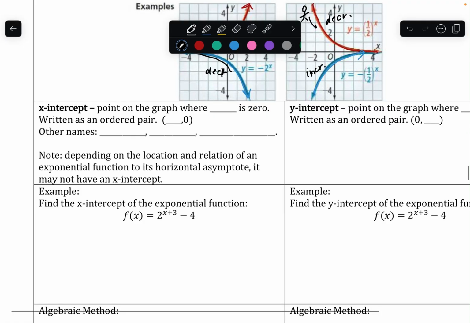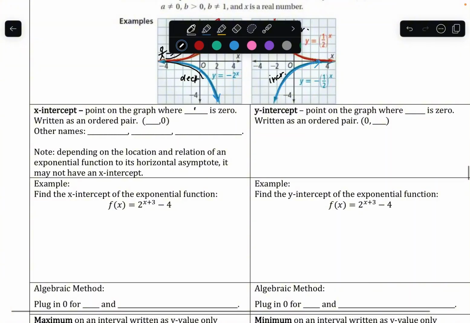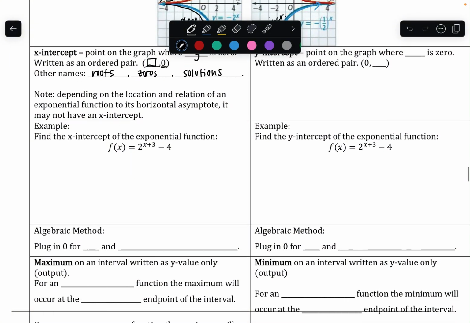Okay, so starting with x-intercepts are always where y is 0. And so as an ordered pair, you're going to see some x value when y is 0. Other names is roots. Another name would be zeros. Another name would be solutions. All of these refer to x-intercepts. And so algebraically, if we are trying to find the x-intercept, we are plugging in y equals 0. So anytime you see x-intercept, doesn't matter what function you are working with, you are plugging in y equals 0.